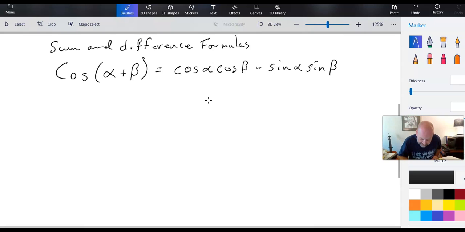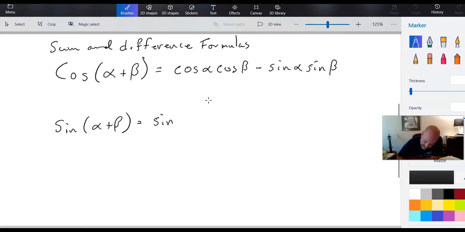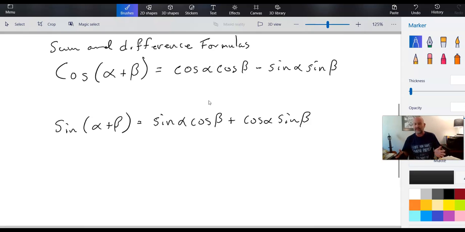And then likewise for sine, sine of alpha plus beta ends up being sine alpha cosine beta plus cosine alpha sine beta. Okay, so those are two ways to split this up.